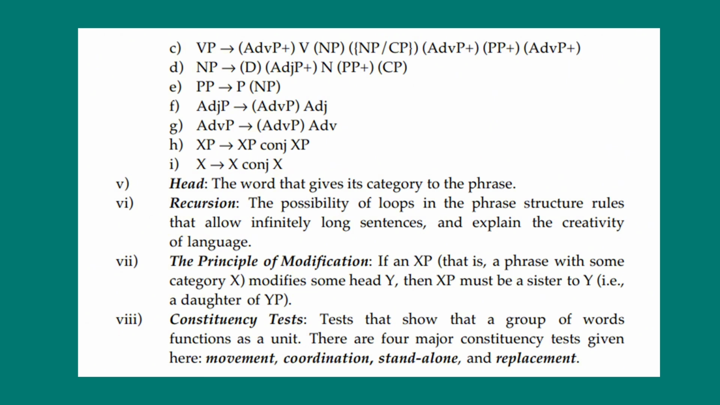Recursion: the possibility of loops in the phrase structure rules that allow infinitely long sentences and explain the creativity of language. The principle of modification: if an XP, that is a phrase with some category X, modifies some head Y, the XP must be a sister to Y, that is, a daughter of YP. And constituency tests show that a group of words function as a unit. There are four major constituency tests given here: movement, coordination, standalone, and replacement.